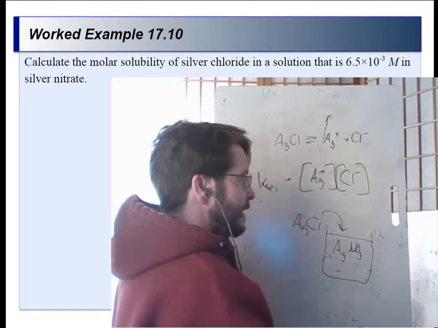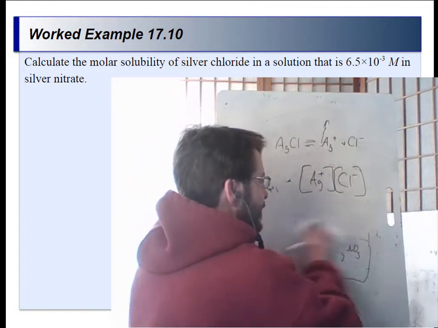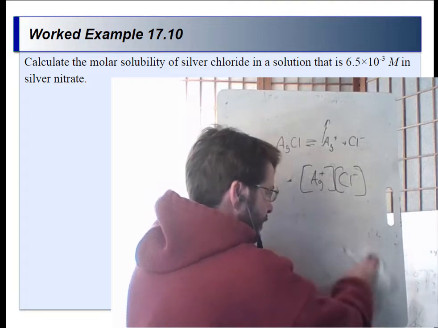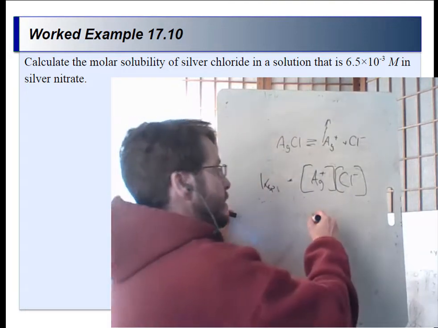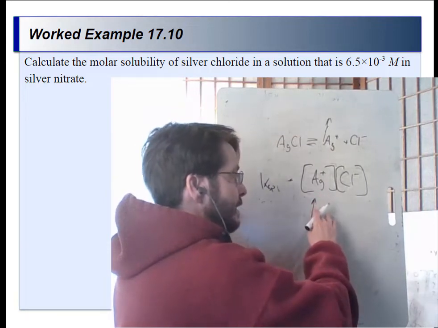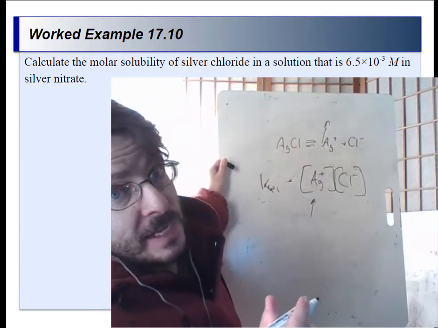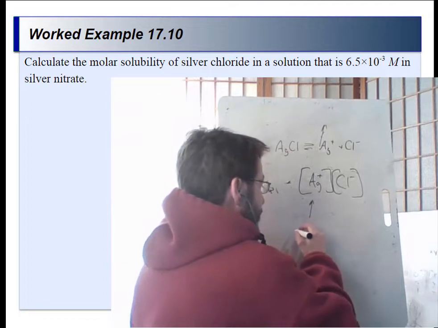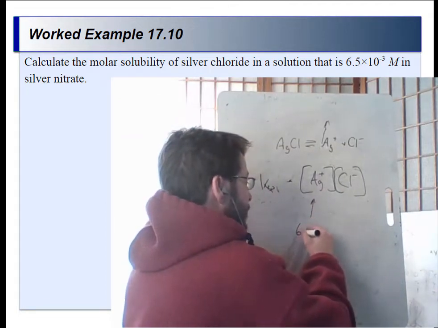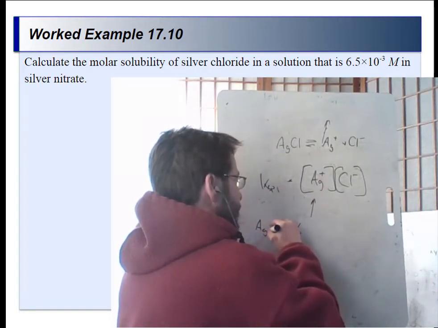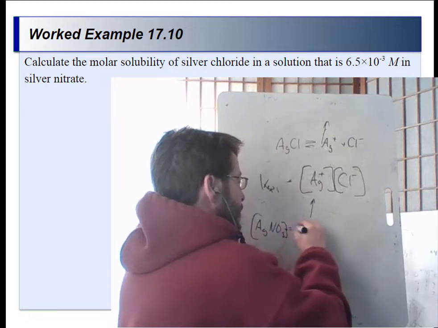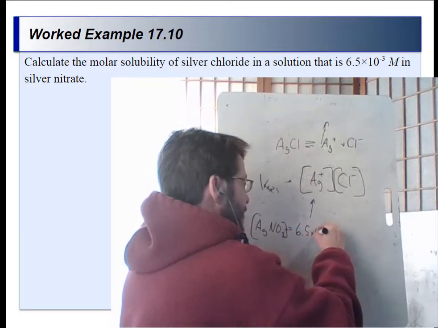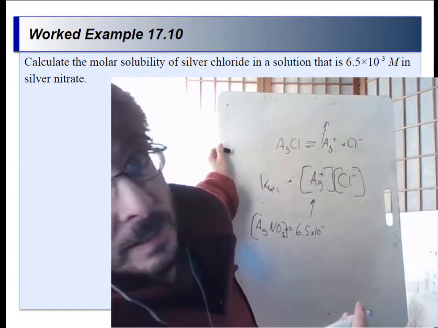But we can actually calculate this. We make the assumption that the silver concentration is high, and we can therefore say it's fixed. In this particular example, in a silver nitrate solution, AgNO3 is equal to 6.5 times 10 to the minus third.